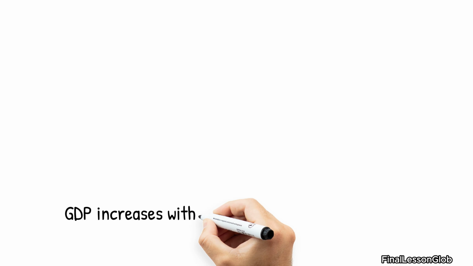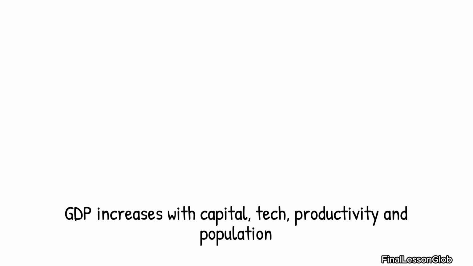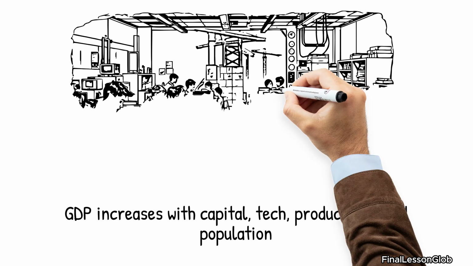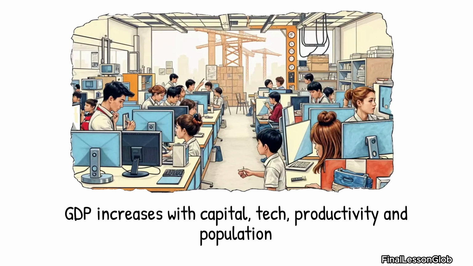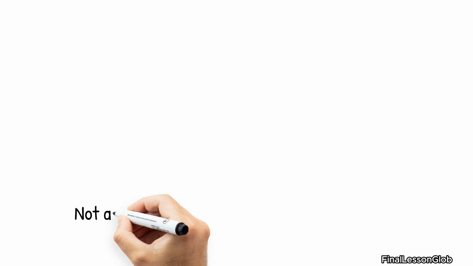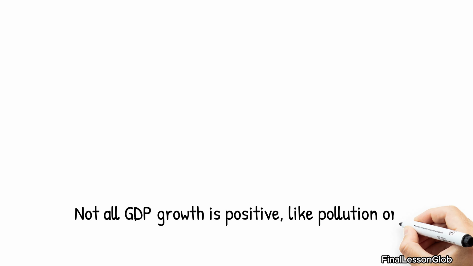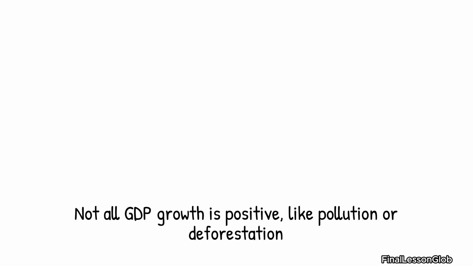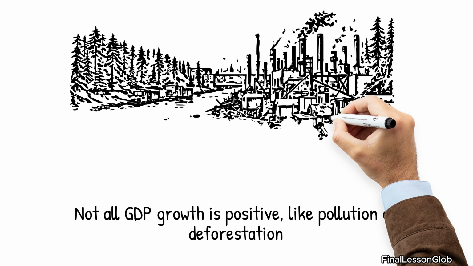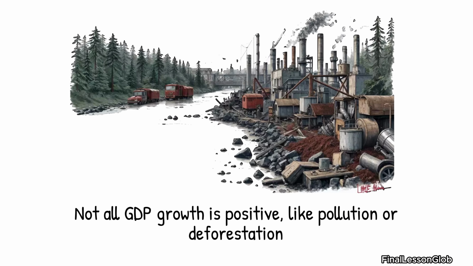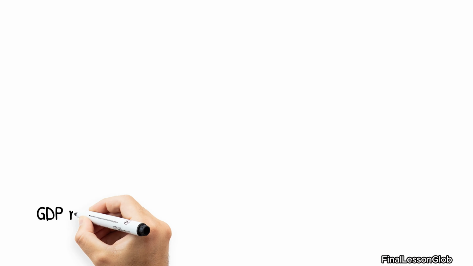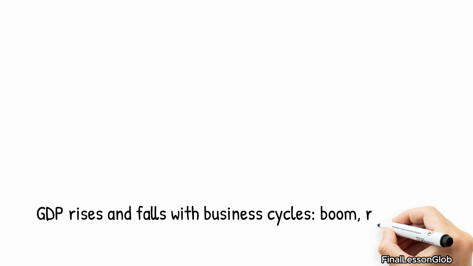So what makes GDP go up? Usually more capital, better technology, and higher labor productivity, and sometimes just more people. But growth isn't always good. If it comes from deforestation or turning every river into a sewage pipe, it's technically growth, just not the fun kind. Also, GDP is sensitive to business cycles.